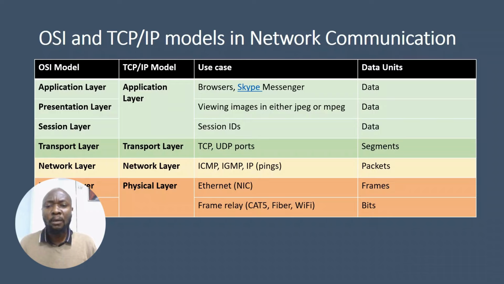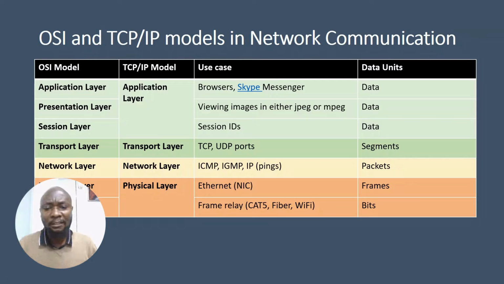Now in the transport layer we have things like TCP and UDP, and this is where we have port communication. In the network layer we have protocols like IP and ICMP. When you talk about IP addressing or pinging, these are things that are happening on the network layer. Then in the data link layer, we have Ethernet and the network interface cards on your system. This is where we have MAC addresses. And then in the physical layer, we have frame relays.